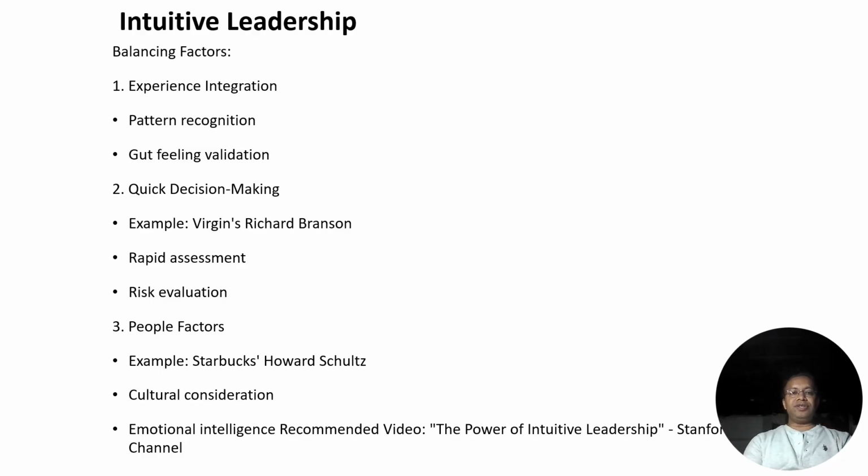Another way of interpreting intuitive leadership is quick decision making, and a classical example is Virgin's Richard Branson, who is quick at assessing a scenario or a situation and is willing to take extra risk, like what he has always done in the past. That's a way of leadership which is pretty much based on quick decision making and intuitive leadership. The third intuitive leadership balancing factor is the people factor.